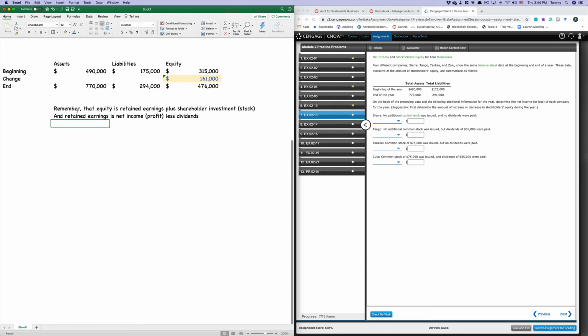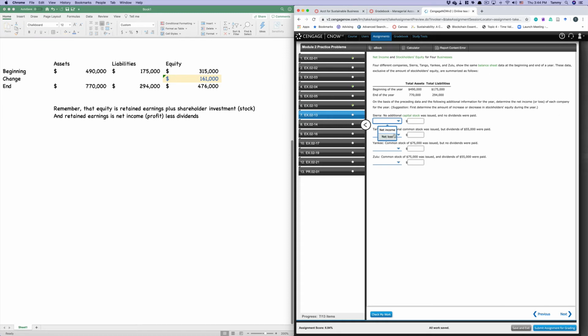Okay, so we had a change in equity of $160,000 over the year, an increase. Where did it come from? Well, in the case of this Sierra, we didn't issue any more stock and we didn't pay any dividends, right? So now let's pick down and see, we had a net income, therefore, right? If we didn't have any dividends and we didn't issue stock, then this had to come from retained earnings.